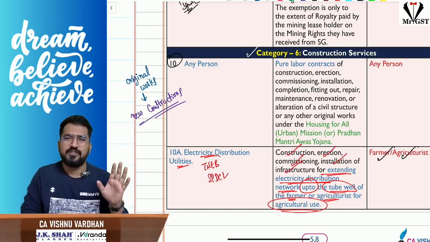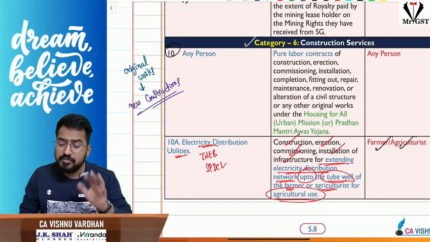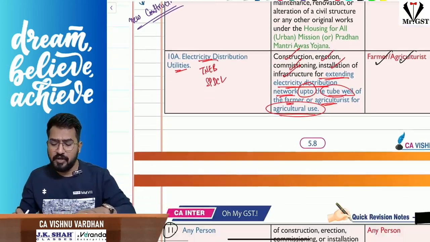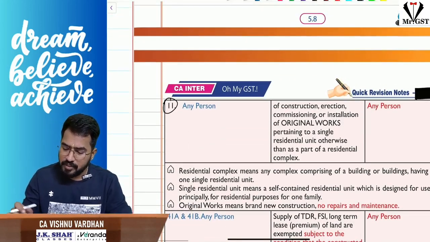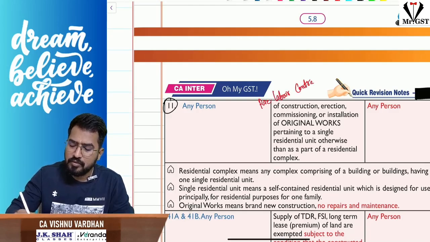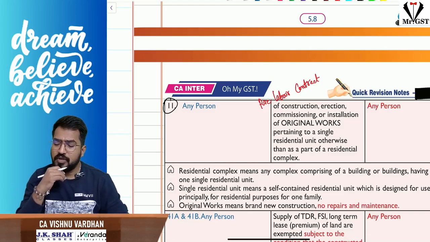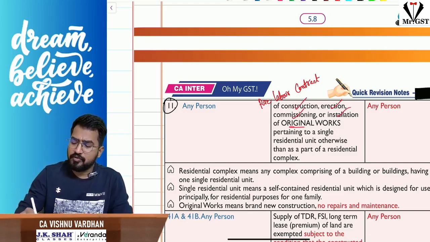Both are supply of service only, sir, whether it is a works contract or a pure labor contract. But here the exemption is given only for pure labor contracts. So here I think I have just missed out: pure labor contract of construction, erection, commissioning, installation of original works.